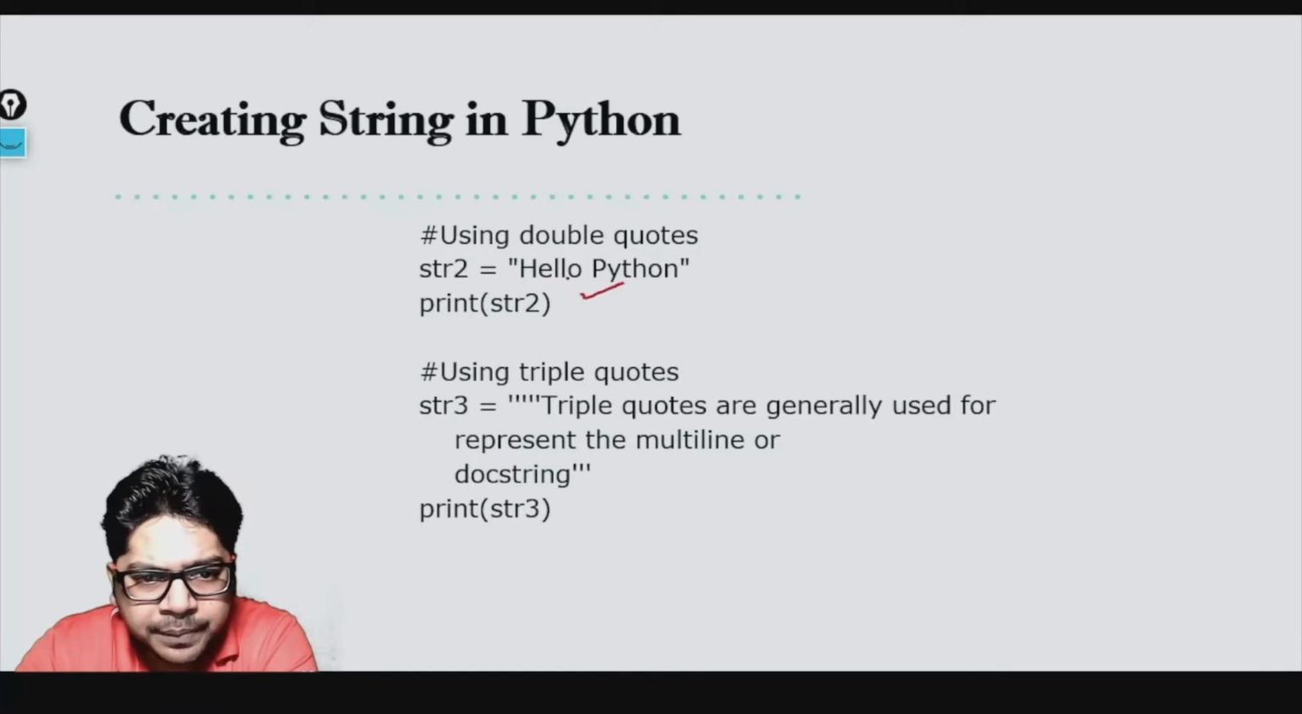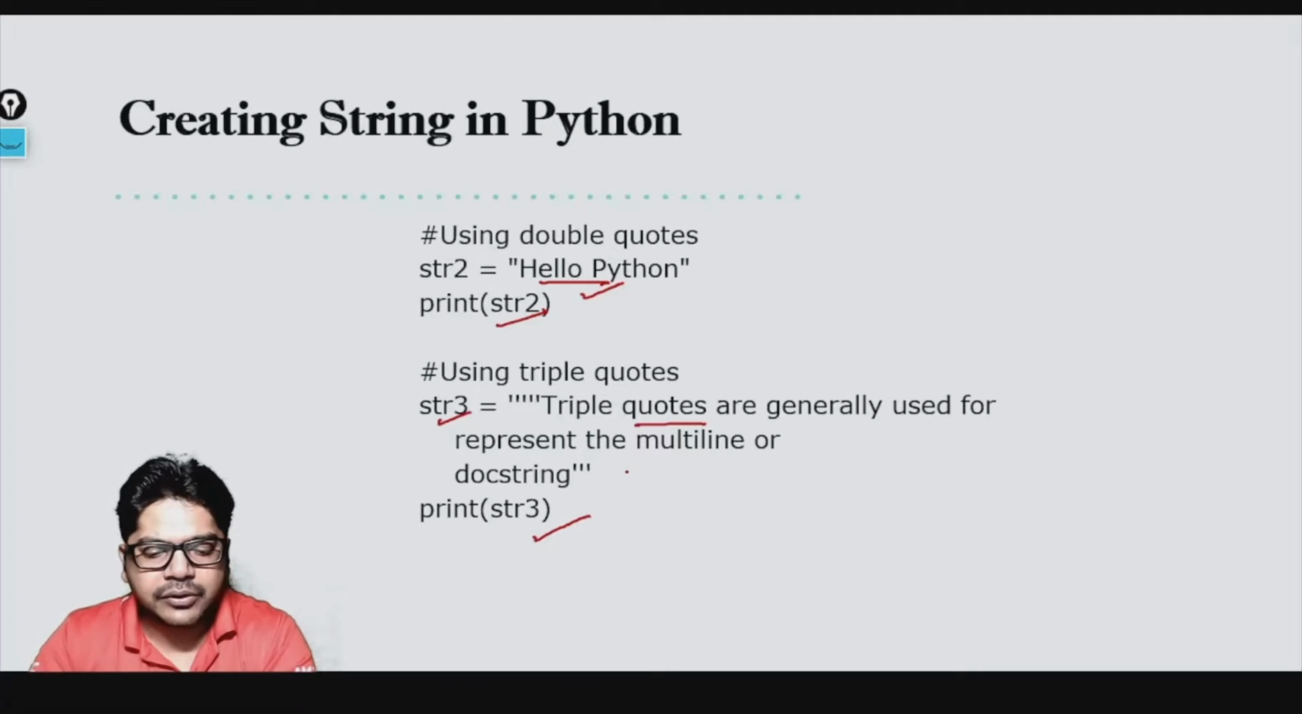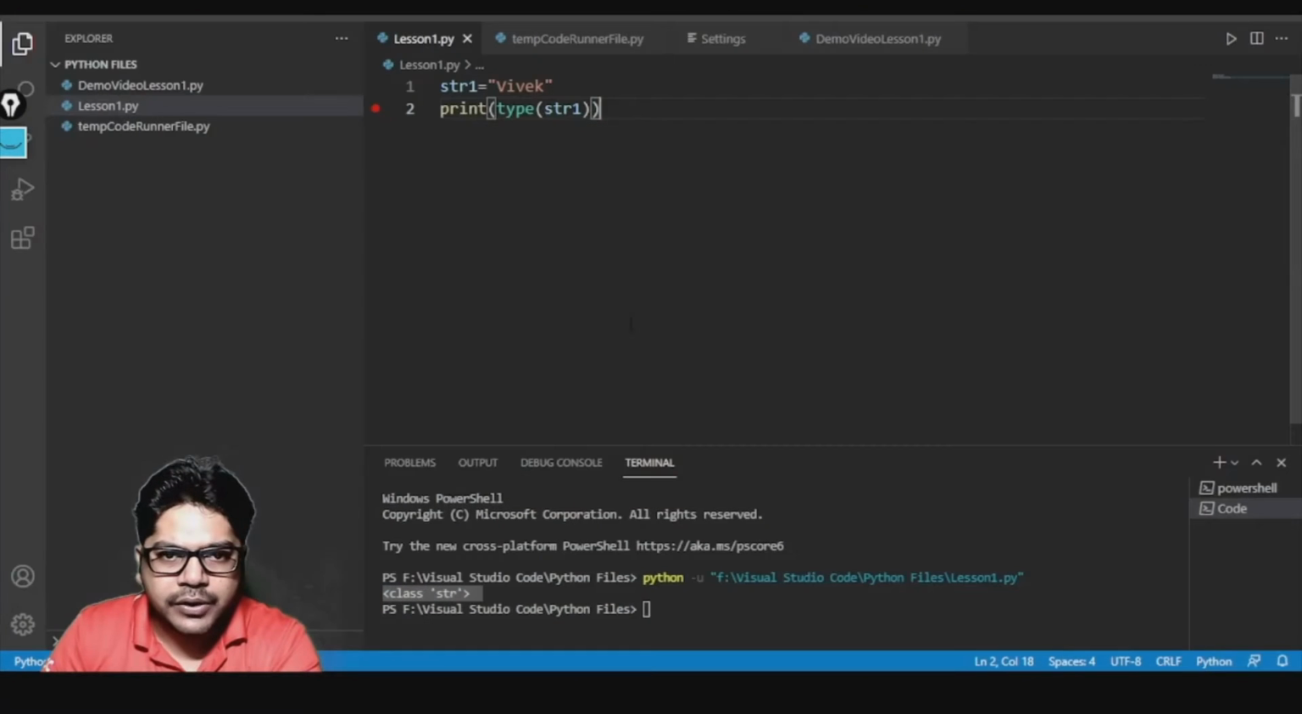Second, using double quote, if I am writing hello Python and I print str2, I'll get hello Python. For str3, triple quotes are generally used to represent a multi-line string or docstring, and if I print str3, I'll get exactly the same thing. Now let me take you to the editor and write the code for you so that you can see.